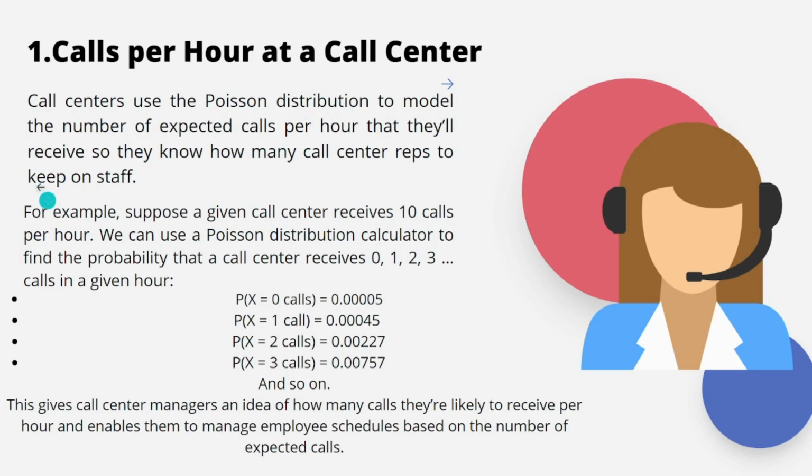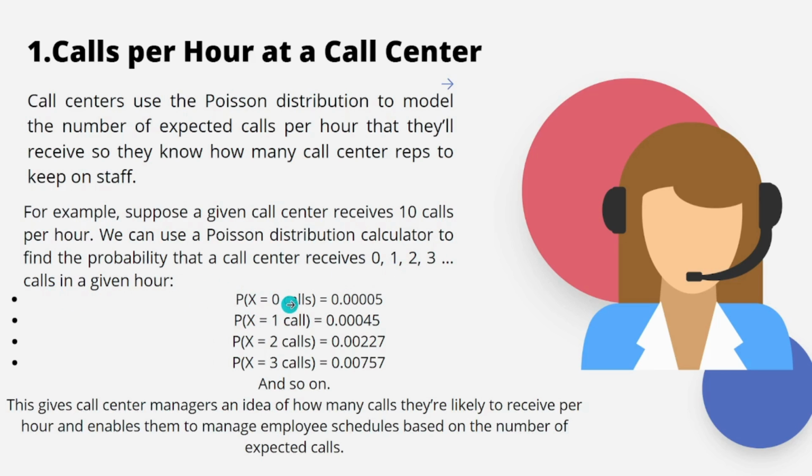So the first application is calls per hour at a call center. Call centers use the Poisson distribution to model the number of expected calls per hour they will receive, so they know how many call center reps to keep on staff. For example, suppose a given call center receives 10 calls per hour. We can use a Poisson distribution calculator to find the probability that a center receives 0, 1, 2, 3 and so on calls in a given hour.